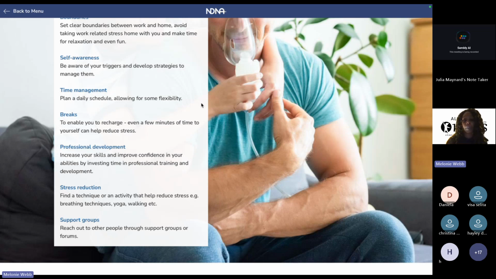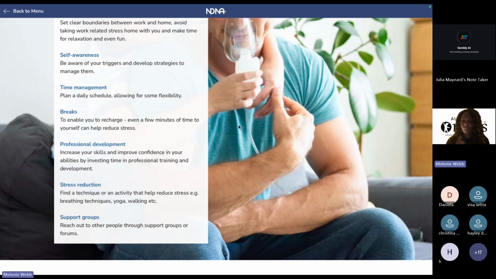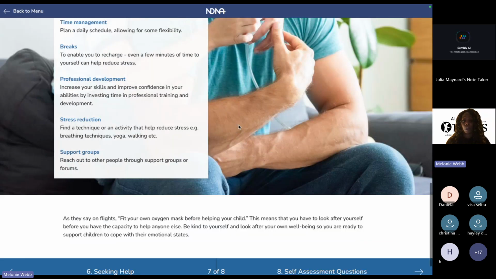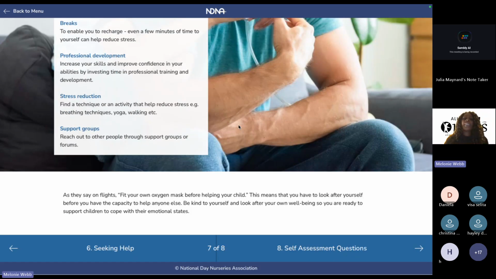I know Facebook is a great place for that, but you could also speak to your colleagues within your groups. As I say on flights, fit your own oxygen mask before helping your child. This means that you have to look after yourself before you have the capacity to help anyone else. Be kind to yourself and look after your own well-being so you are ready to support children to cope with their emotional states. The end.